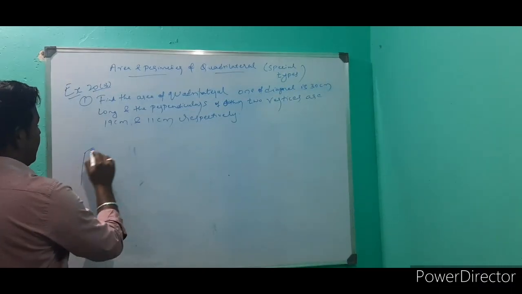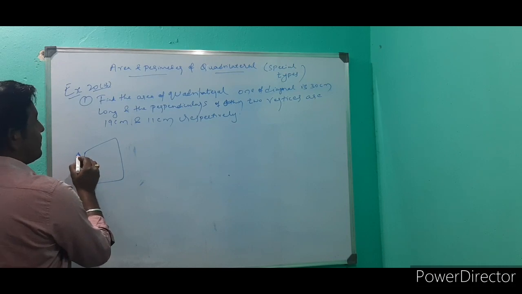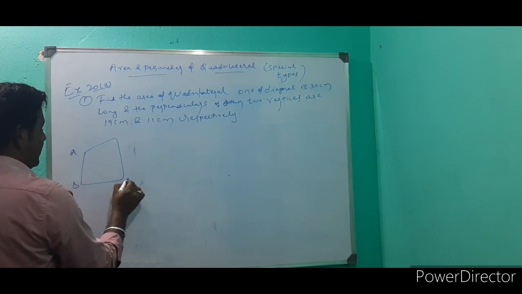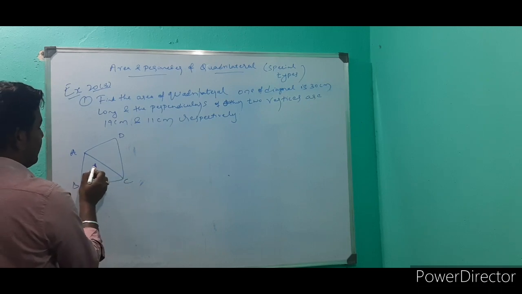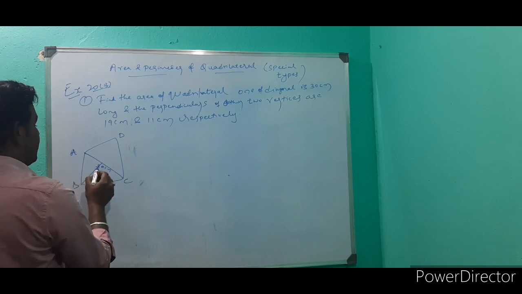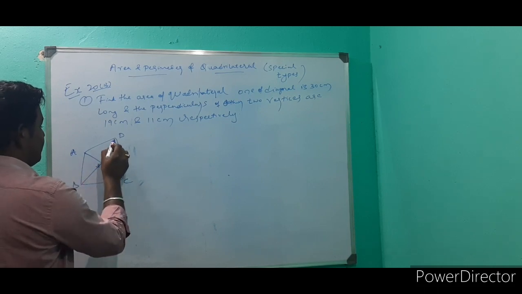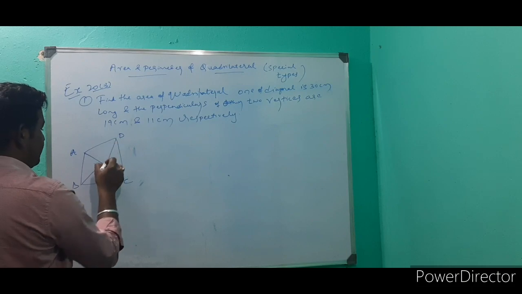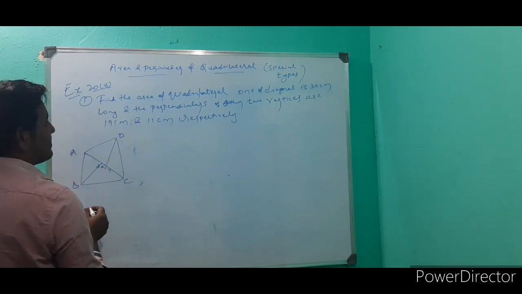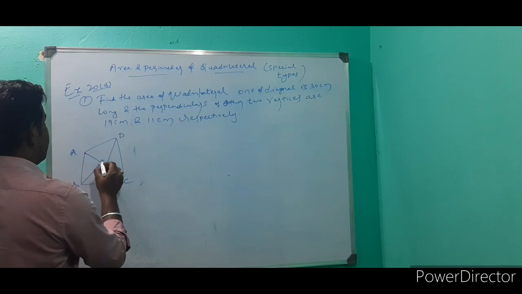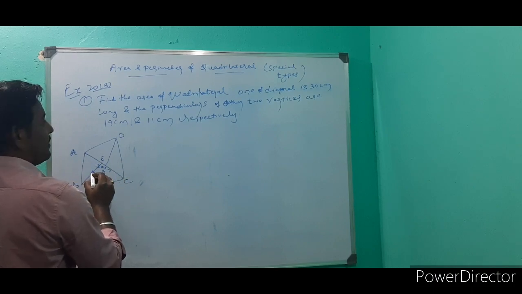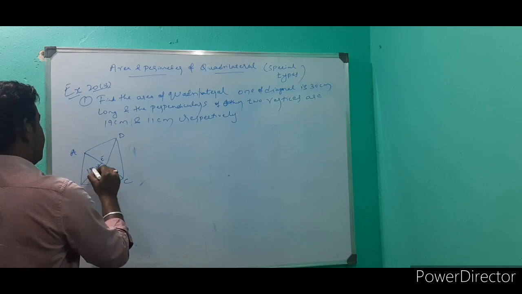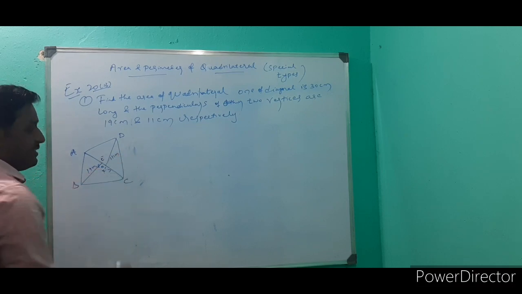So I am taking ABCD as a quadrilateral. The diagonal length is given, 30 centimeter, and they are given two perpendicular lengths. This is E and F you can consider. One perpendicular length is 19 centimeter, and one more is 11 centimeter.